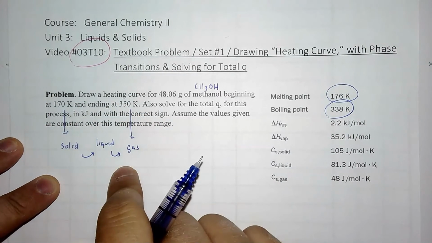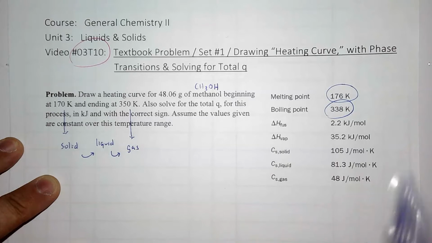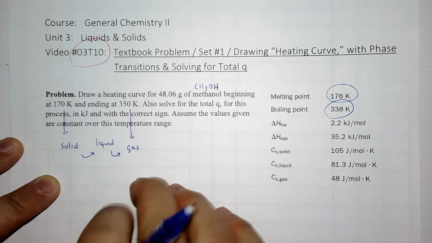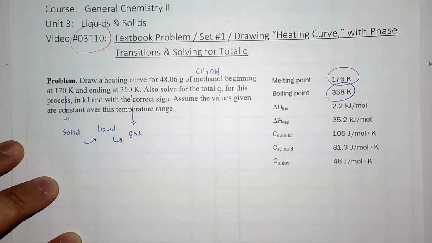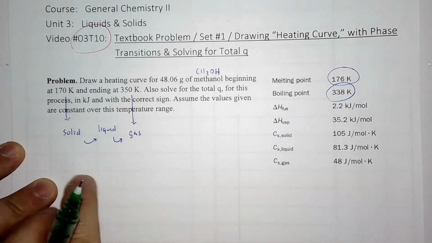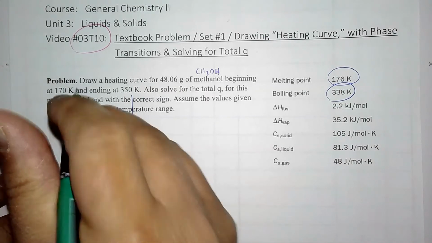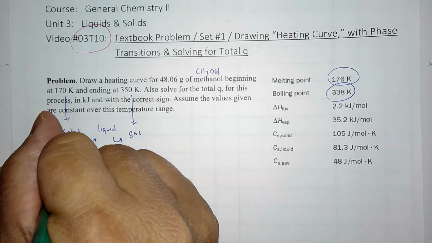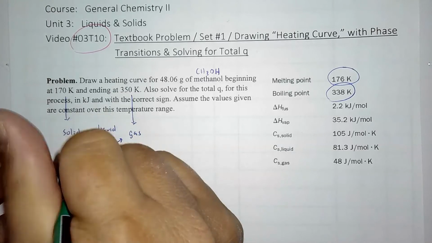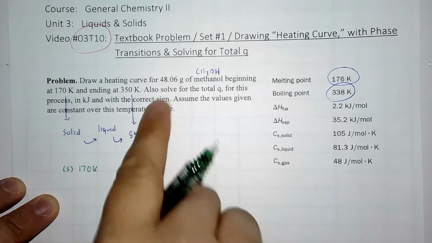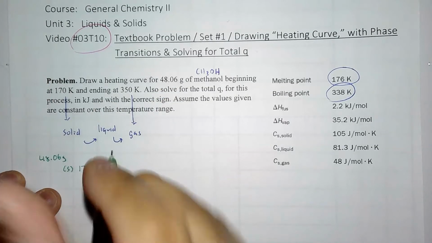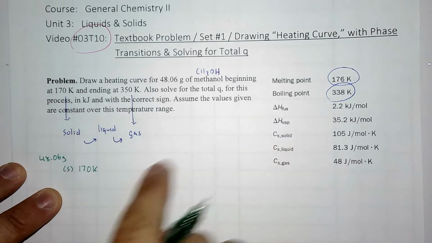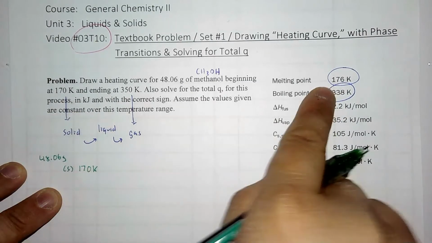Each of these phase transitions requires Q, requires heat, but the temperature doesn't change. There are a couple ways that I teach this. The first way is I like to teach just drawing out each step. So for instance, if we start with a solid at 170 K, and we have an amount, let me just put that off to the side, grams, we're going to go to what? To the melting point.